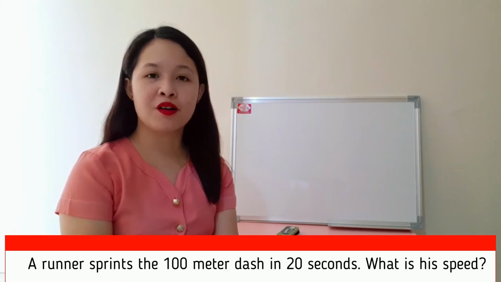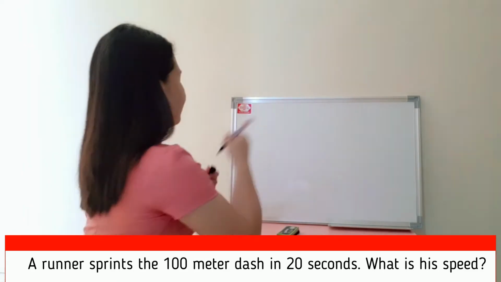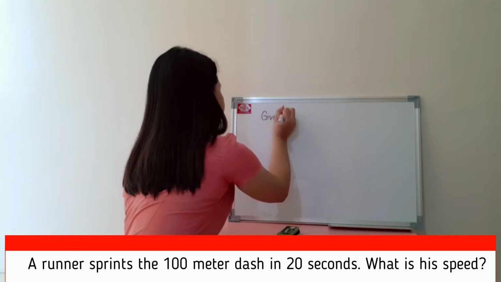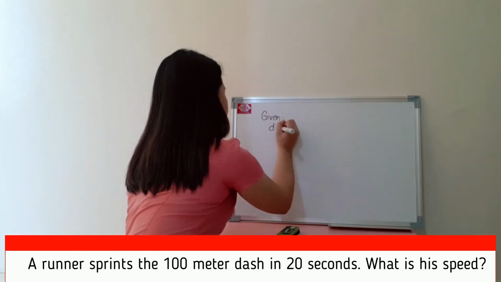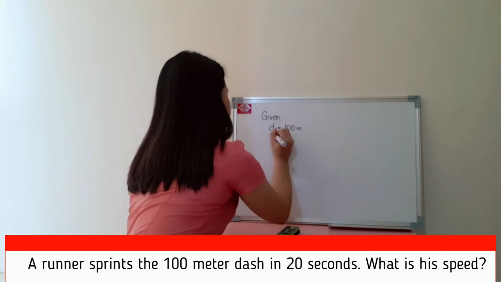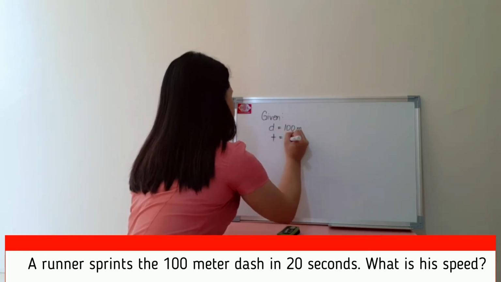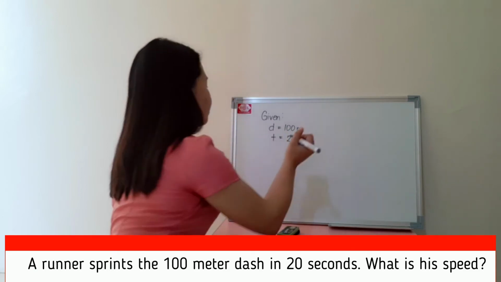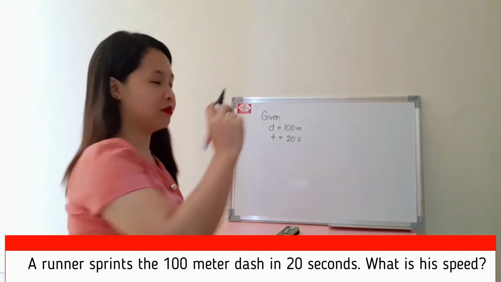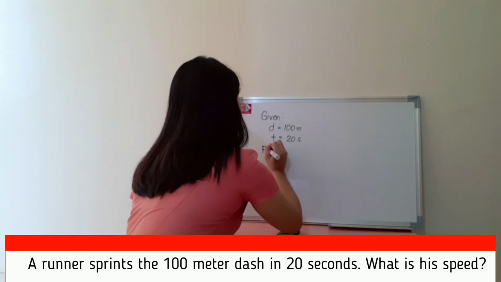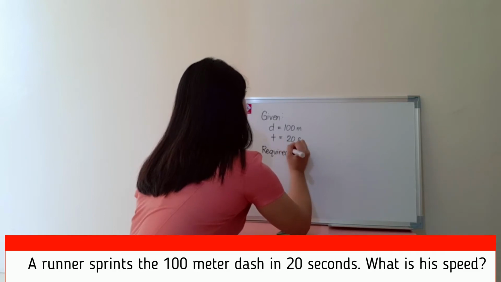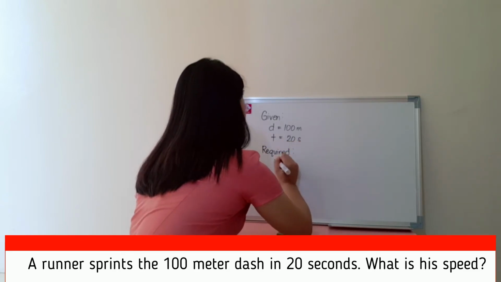First, write the given. We have distance equals 100 meters and time equals 20 seconds. Next, write the required. Required is what is being asked. And that is the speed.